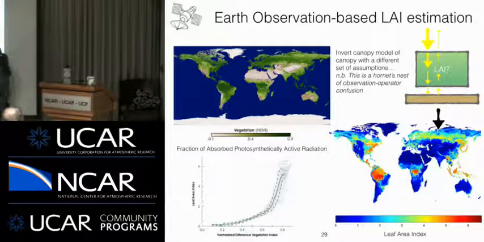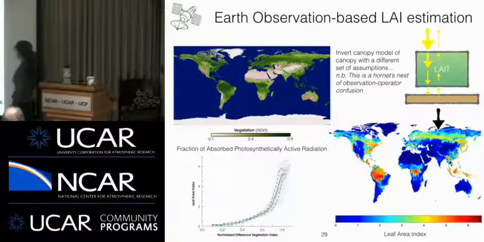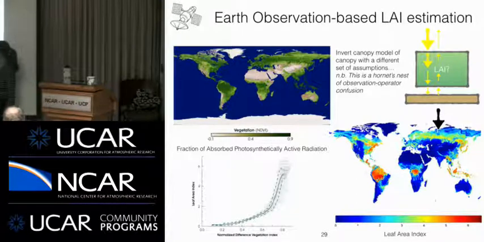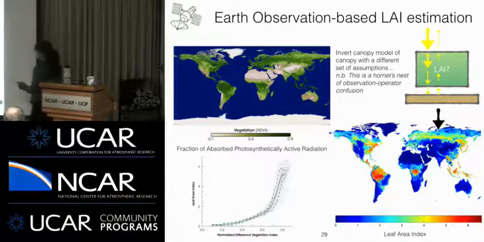But basically, this product, the MODIS leaf area index product, is an inversion of a kind of radiation transfer model like the one I showed you before. It's an inversion of that to get to here. I shouldn't introduce this without saying that this is a hornet's nest of observation-operator confusion.